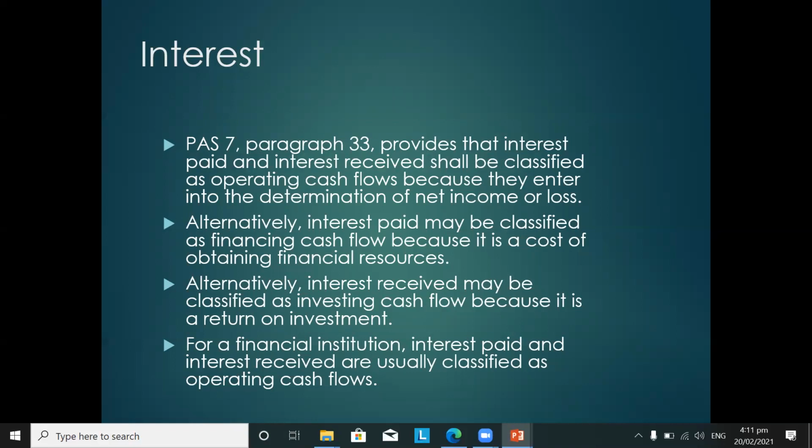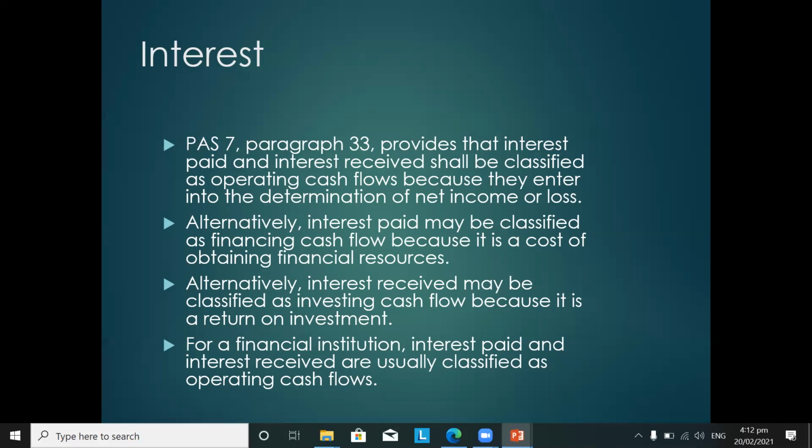However, merong alternative presentation na pinrovide ang standard. Ang sabi, interest paid can be classified as financing cash flow and interest received may be classified as investing cash flows. Pag-usapan natin yung alternative presentation ng interest. Ang interest paid classified as financing cash flow. So bakit ganun yung presentation? Kasi usually, nagbabayad tayo ng interest kapag nangutang tayo. And kadalasan, yung inuutang natin na binabayaran natin ng interest ay ginagamit natin in order to finance our business.